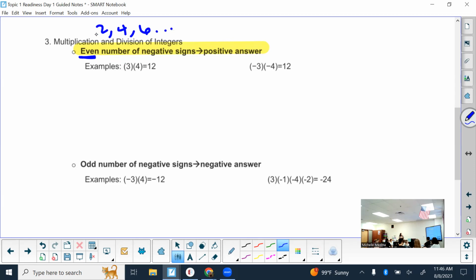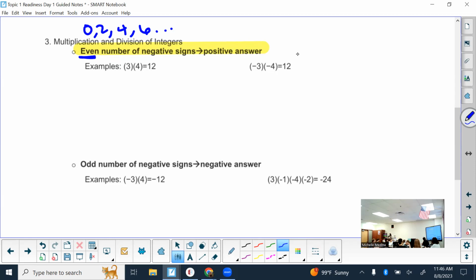Okay, good. Also including 0, but yes. Then your answer will be positive. So 3 times 4, are there any negatives in this problem? So my answer should be a positive 12. 0 is even. Now, negative 3 times negative 4 is also 12.